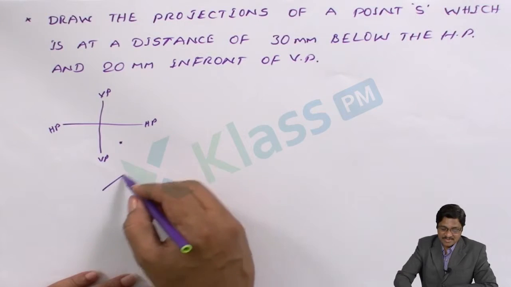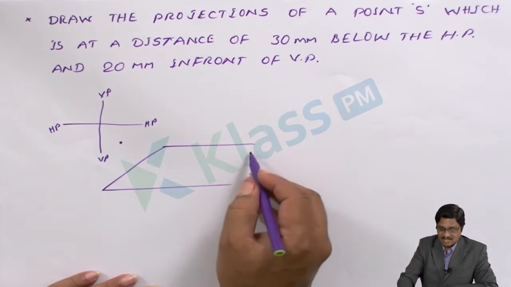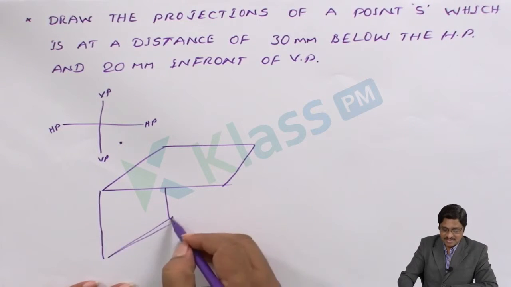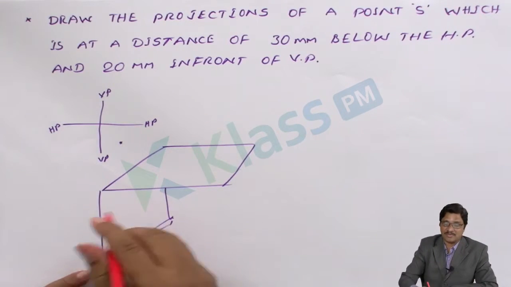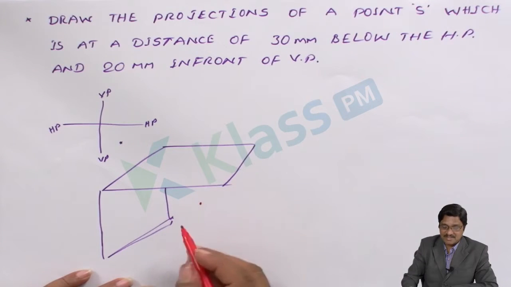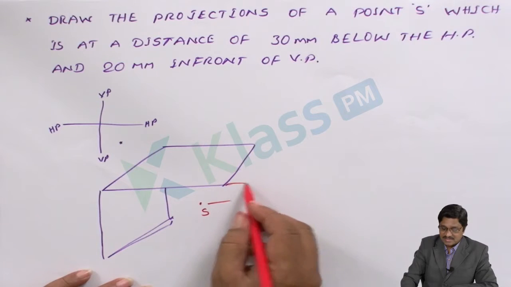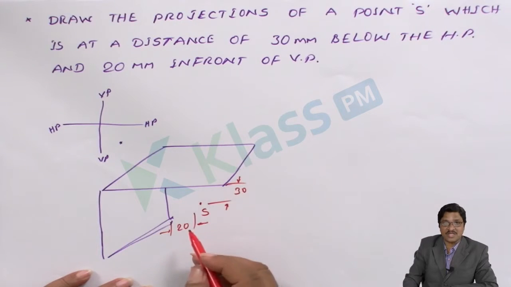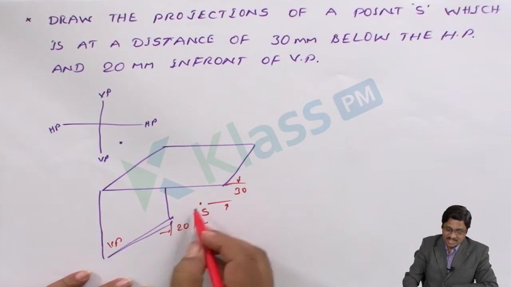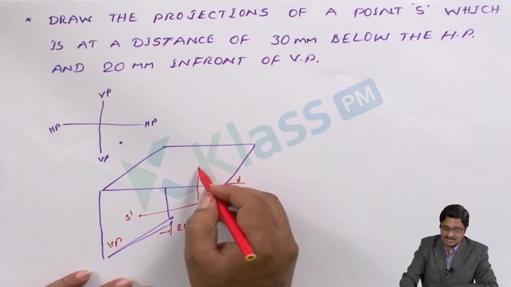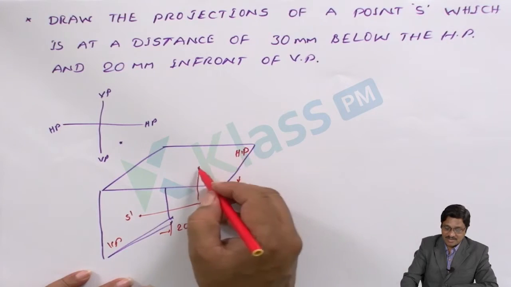I can represent the same: this is the horizontal plane and this is the vertical plane. This is the fourth quadrant representation. Now think of the point position. The point S is given 30 mm below and 20 mm in front. I can fix this as point S, which is at a distance of 30 mm and at a distance of 20 mm. Now we have to project. Once you project onto the vertical plane, this vertical projection is nothing but the front view. If projected on the horizontal plane, the projection is nothing but the top view.